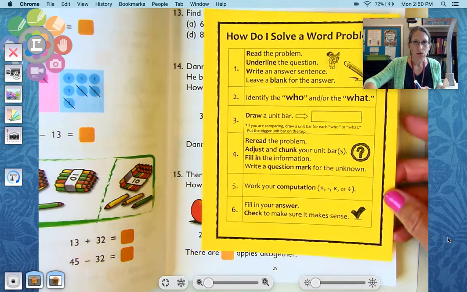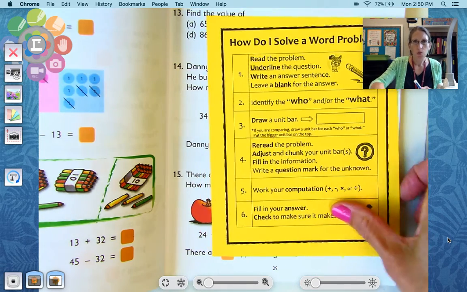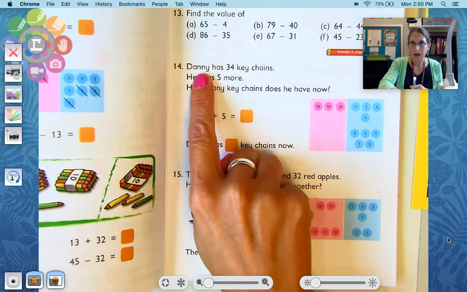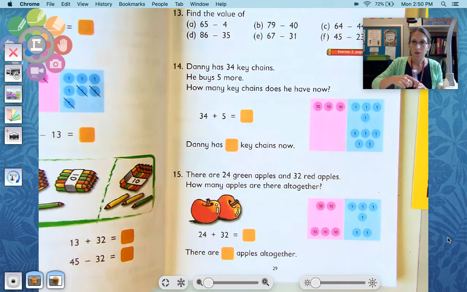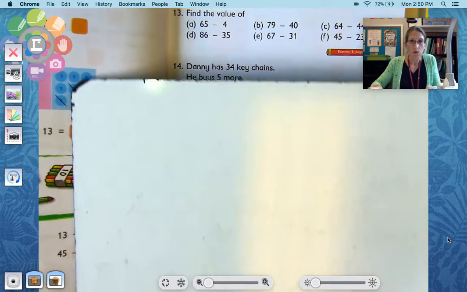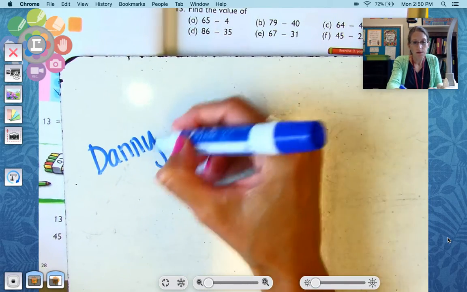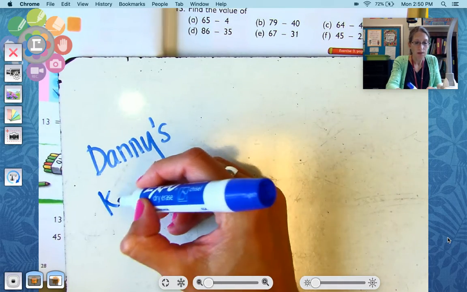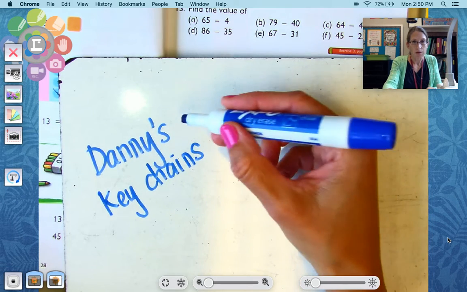Now, what's step 2? It says identify the who and or the what. So who and what are we talking about here? Well, our who is Danny, and we're talking about Danny's keychains. So if we wanted to write our who and our what, a lot of times we'll do this over to the side and we'll write Danny's, and we use an apostrophe S to show that something belongs to Danny. Danny's keychains. All right. Now we have our who and our what.